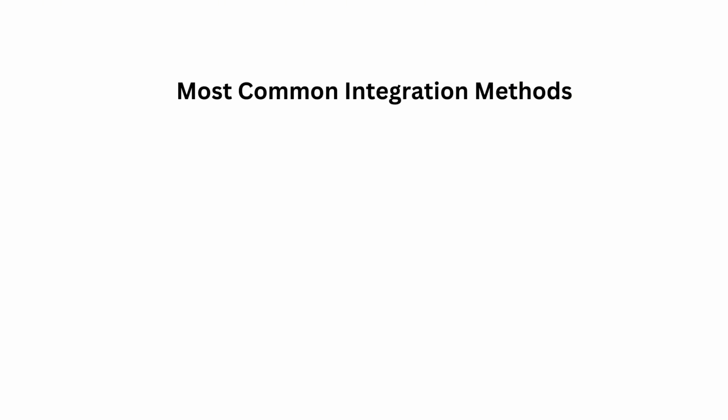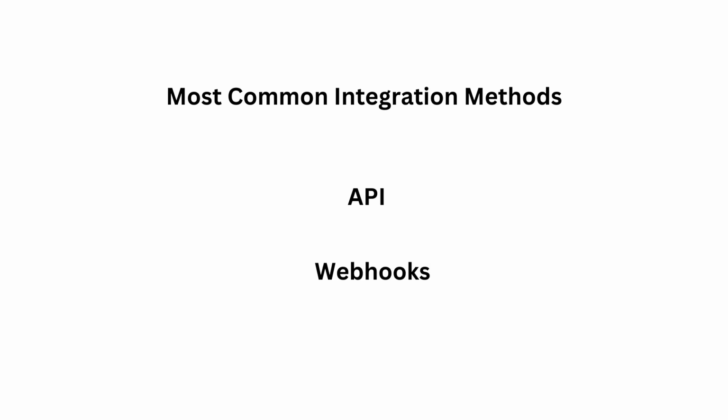There are several ways an integration can happen, but most integrations rely on just a couple of common methods, and they are APIs and webhooks. These are the main ways apps and systems talk to each other, and also they are one of the easier places to start, so let's begin here.